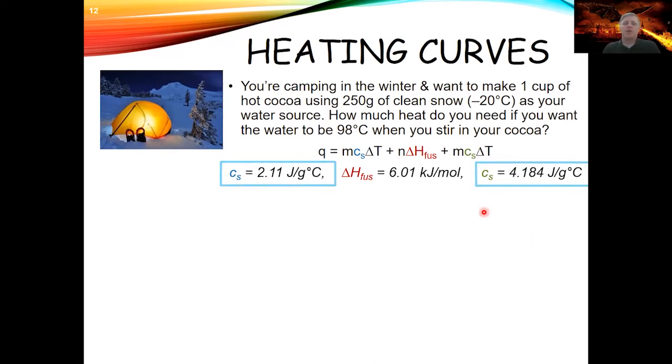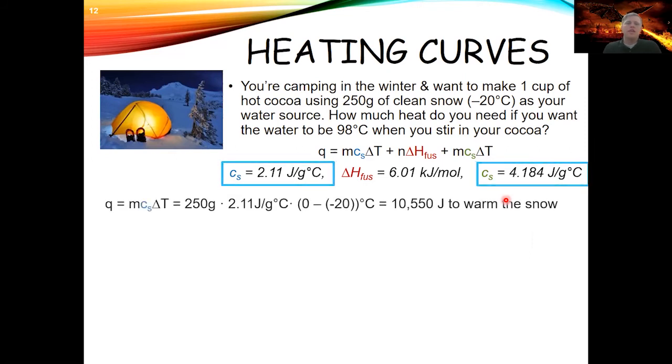Now I'm going to actually break this back into separate parts and solve each of these independently, just so you can see a lot of the detail that I'm doing here. All right, so my heat for my solid is just going to be equal to my mass of my solid times this heat capacity of my solid times my delta T. But what is my delta T here? Am I going from negative 20 degrees Celsius to 98 degrees Celsius? Well, not for my solid.